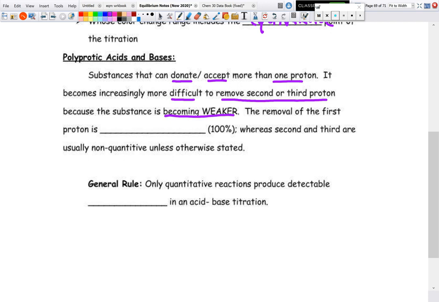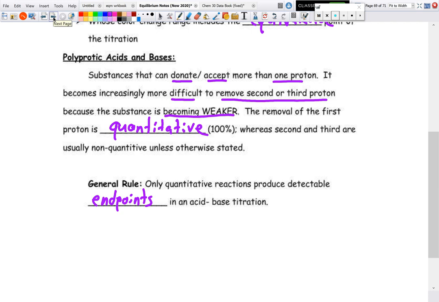So normally the removal of the first proton or the donation of the first proton in any polyprotic substances is generally quantitative, whereas the second and third ones are generally non-quantitative unless otherwise stated. So only quantitative reactions can produce detectable endpoints, because those are the only ones that have the steep portions.